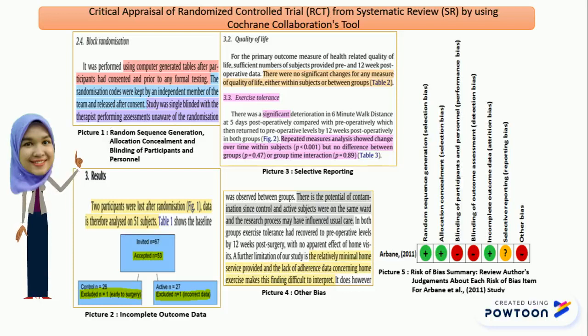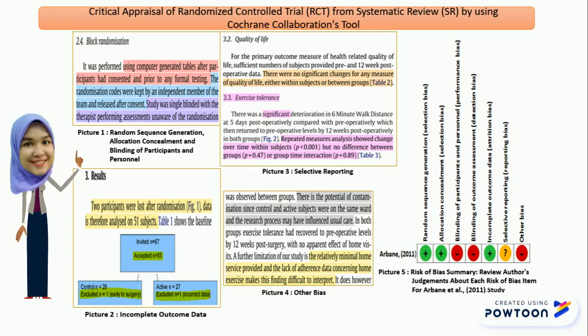Next, we are going to talk about critical appraisal of randomized control trial from systematic review by using Cochrane Collaboration tool. In this systematic review, there are two RCTs. For the first RCT, it is a study written by Arbin et al., 2011.